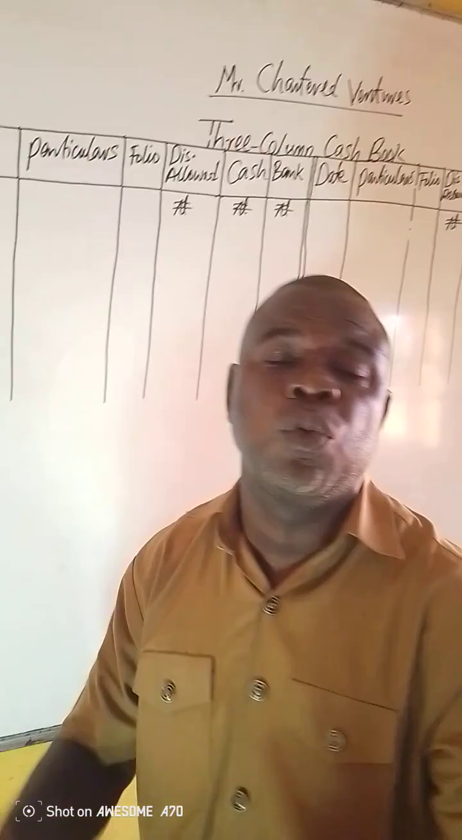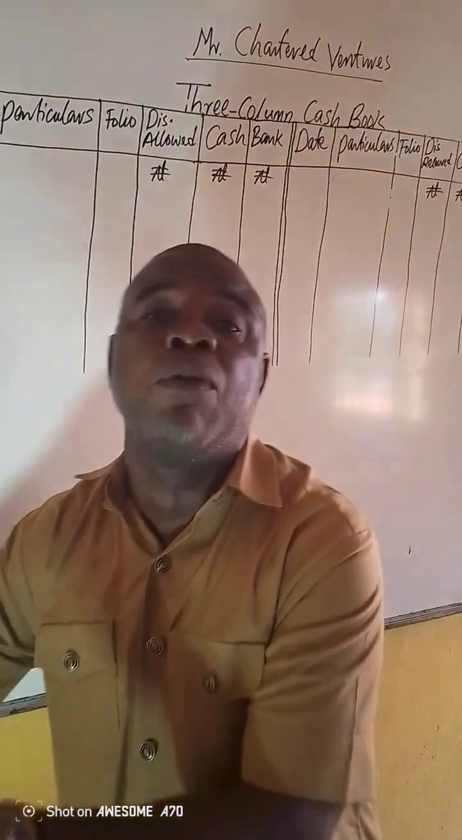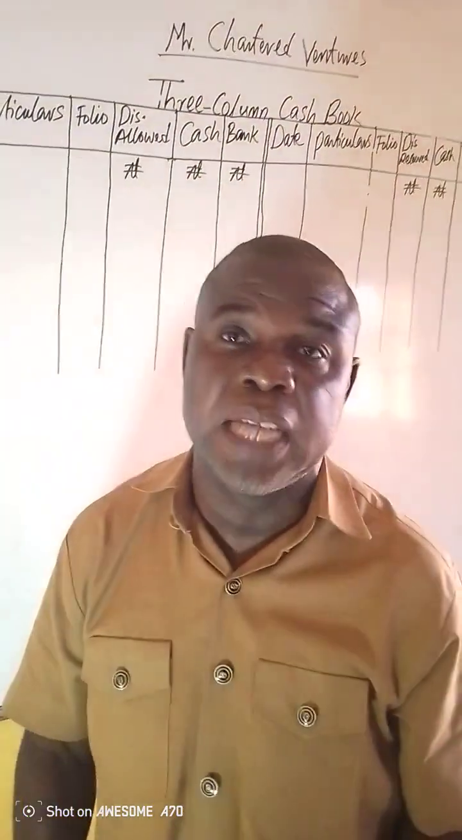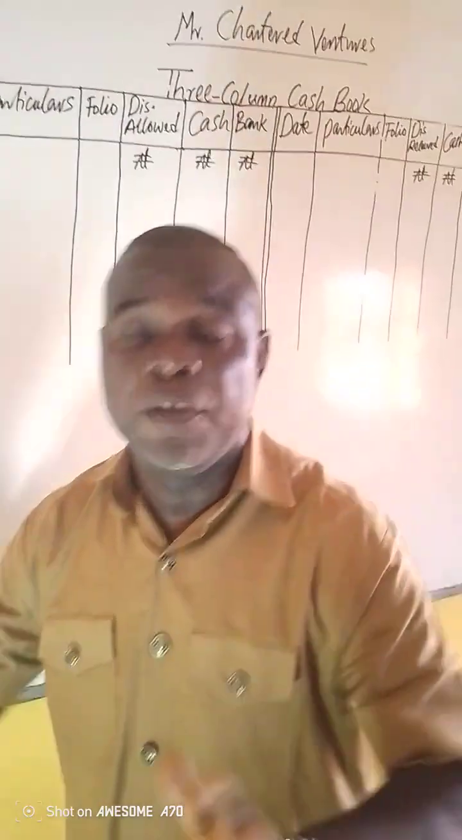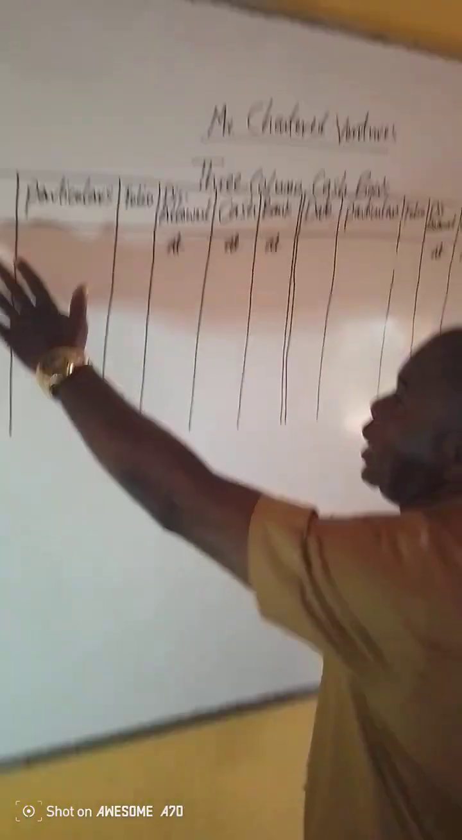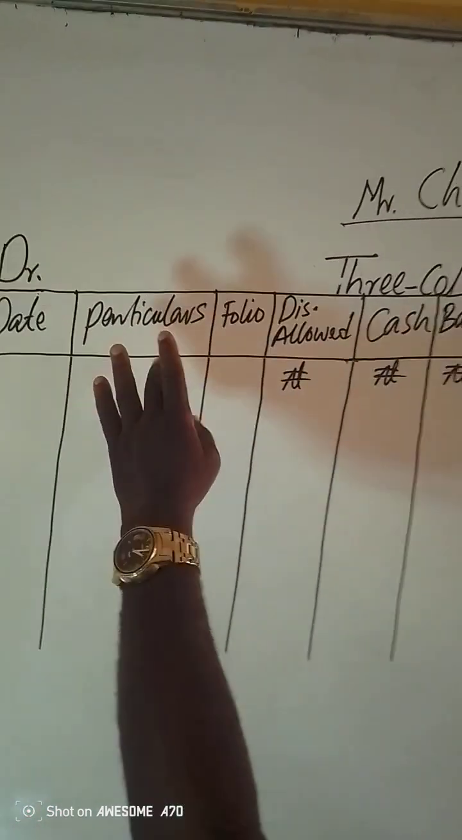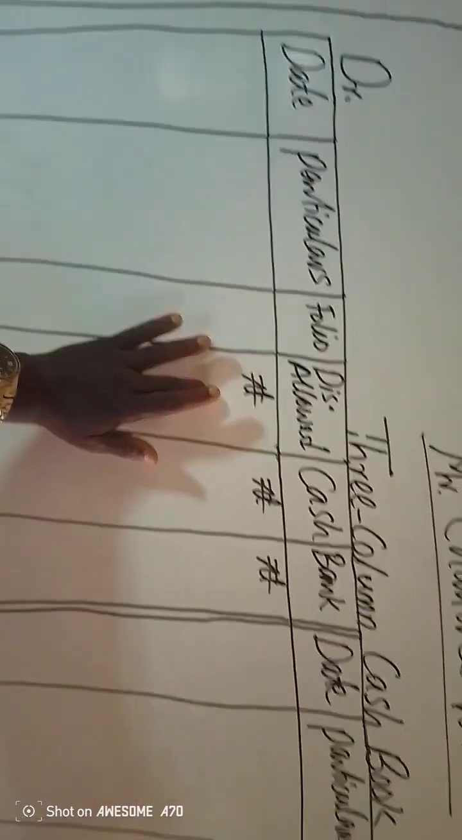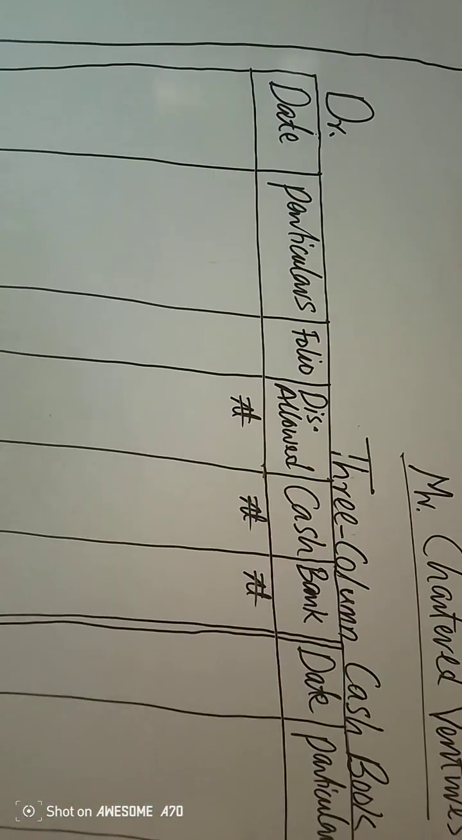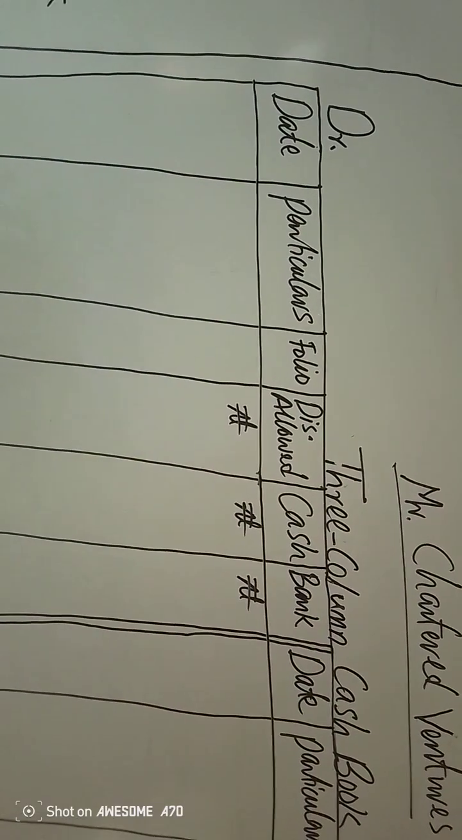Although it is a book into which transactions are first recorded in terms of cash before transferring to a ledger, it has two features. Now, if you look at this heading, we have the dates, we have the particulars, which can also be called the detail, we have the folio, we have the discount allowed, we have cash and bank.